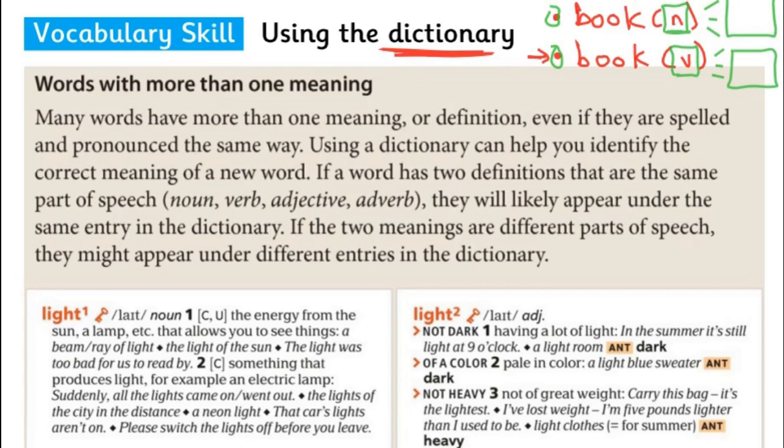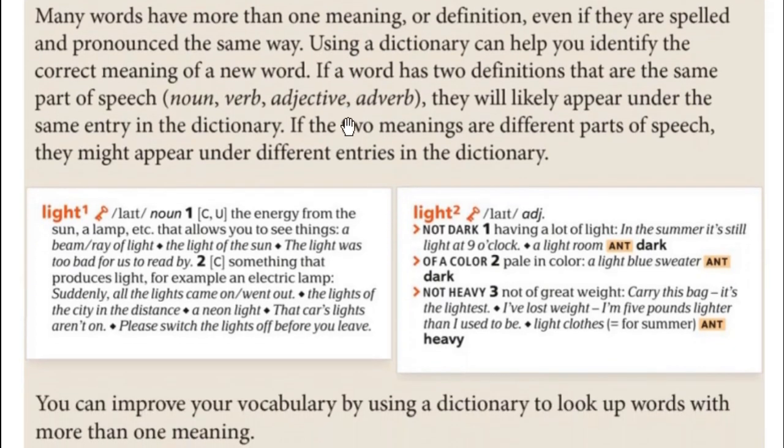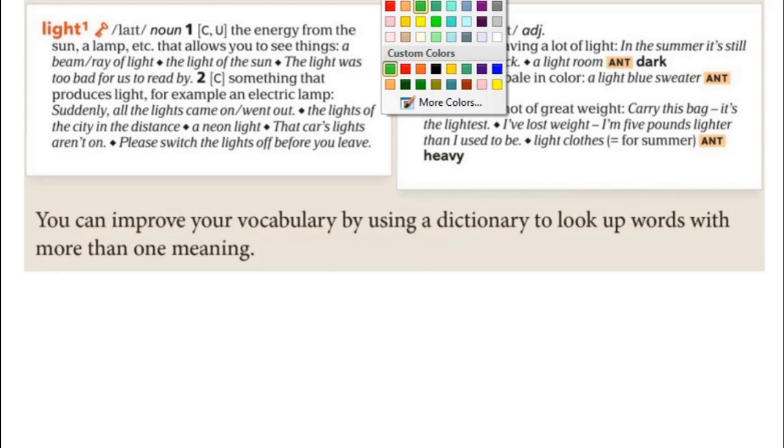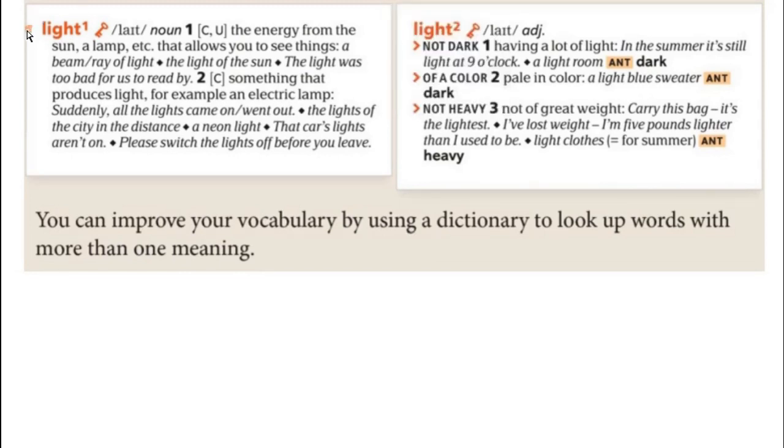Let's look at the example that they've given us. They've given us this example, light. And the first entry, so this is the dictionary entry, is talking about the noun, the part of speech is the noun, and they've given us two meanings. So you have two meanings of light, noun.